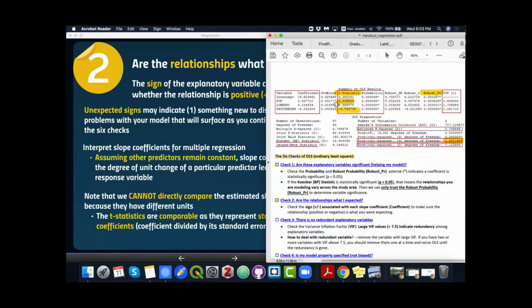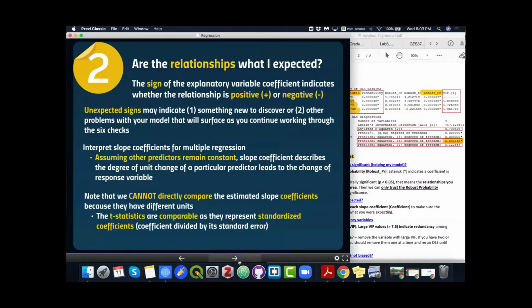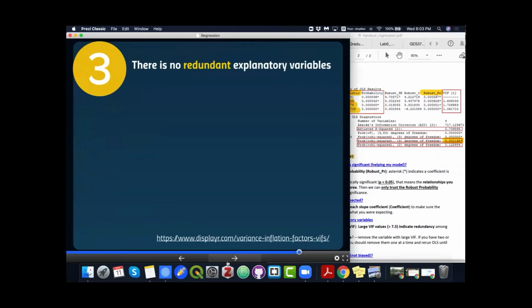Yeah, you should be looking at the three different numbers here if you're looking to compare between the three explanatory variables. So please do keep this in mind, because I see these mistakes all the time.